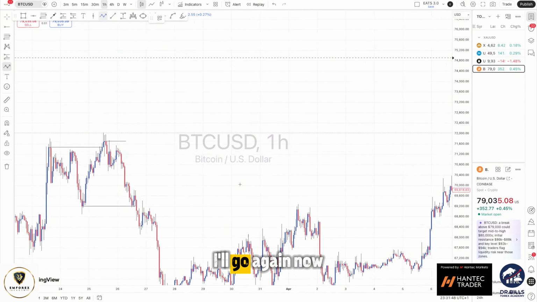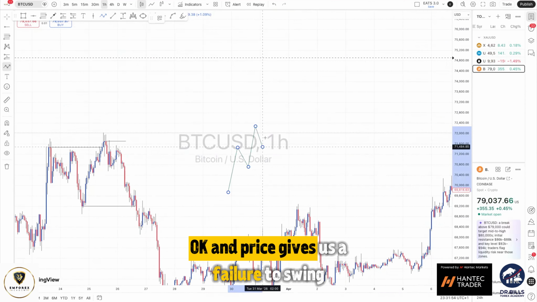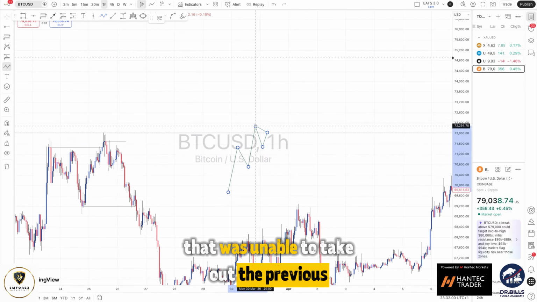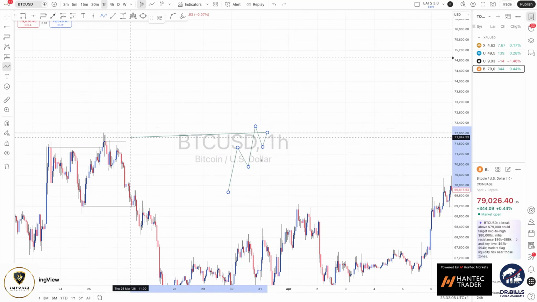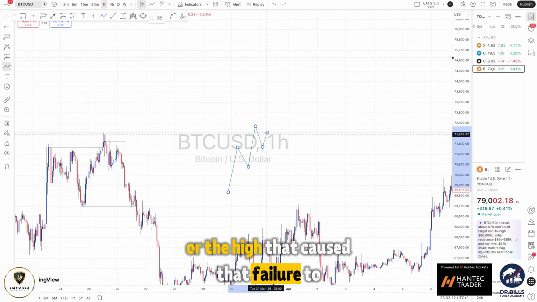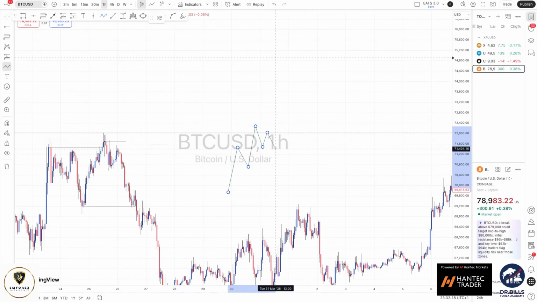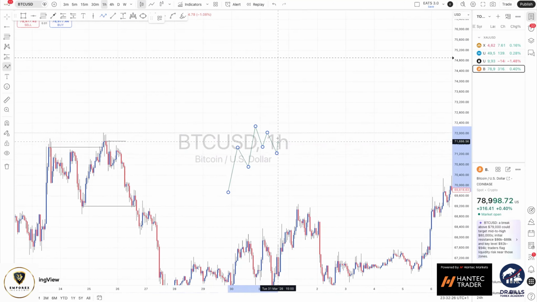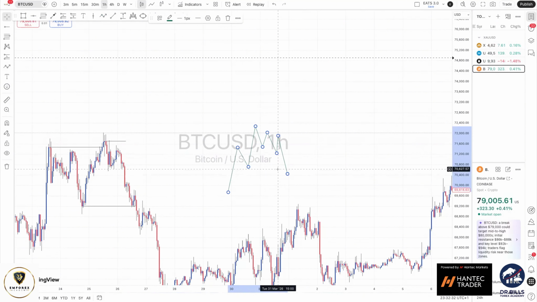I'll go again. Now, let's say we're in an uptrend, okay, and price gives us a failure to swing. A failure to swing simply means a move that was unable to take out the previous high, or the previous low in the downtrend, just like this, okay. What we should be expecting is price should take out the low or the high that caused that failure to swing, which is this level here. The moment we break it, okay, we then have a shift in structure. Price can either pull back to the breaker block or pull back to the other block for a continuation to the downside. Is that clear?